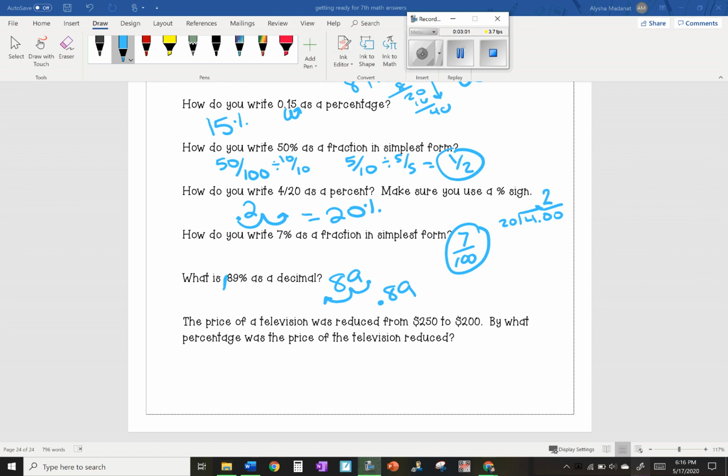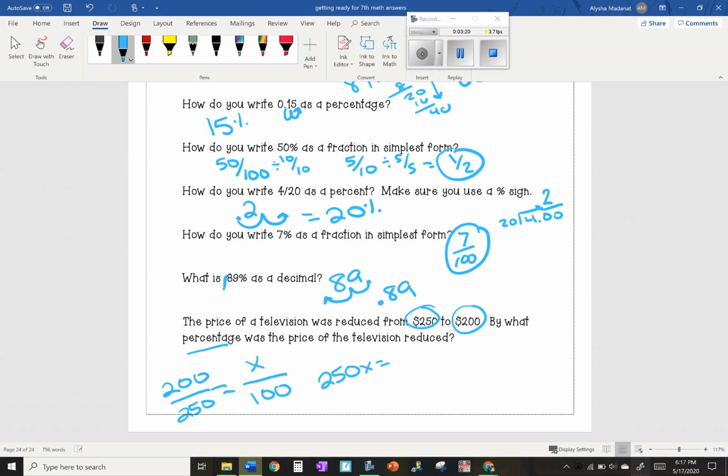All right, for this one, they want to know if a television was reduced from 250 to 200, what percent was that? So you're going to set up your percent. So since we don't know our percent, you've got x over 100. The TV was 250, and now the new total is 200. So you're going to multiply straight across.